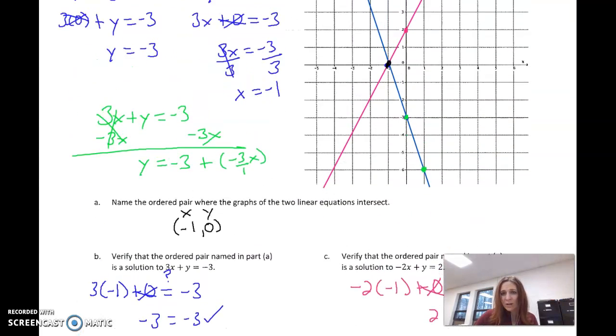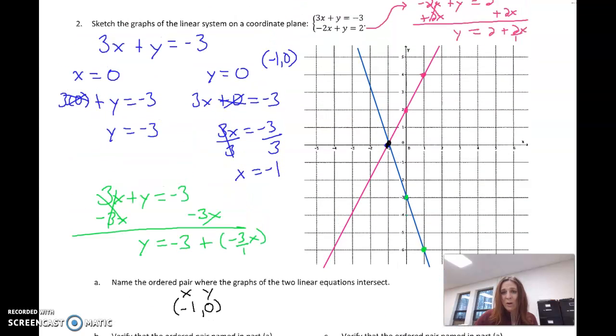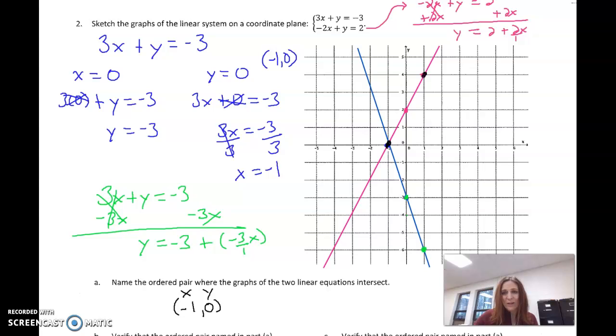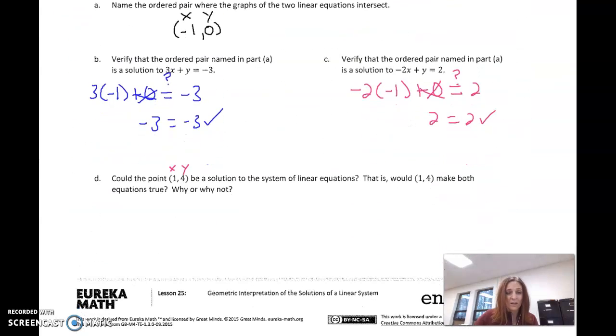So, if I were to plot that ordered pair, 1, 4, that occurs right here. So guess what? That is going to be a solution to my second equation here, but it's not going to be a solution to my first. No. Okay. It isn't a point on both lines. Okay, I know it's going to make this equation true, but it's not going to make this equation true.